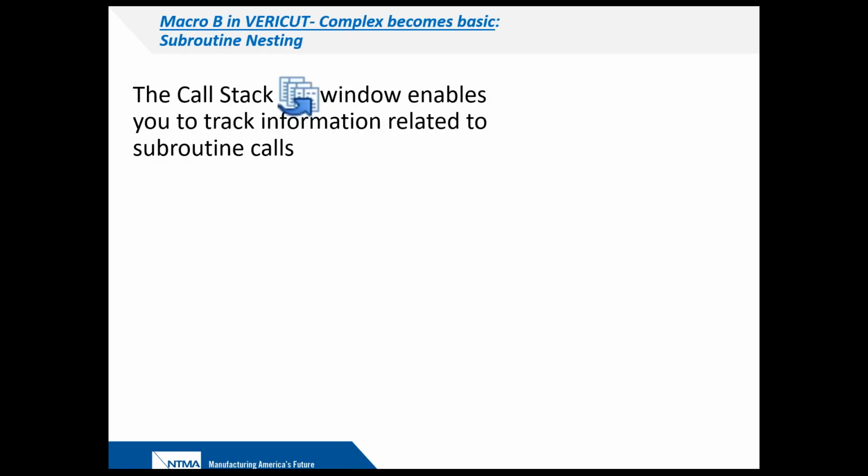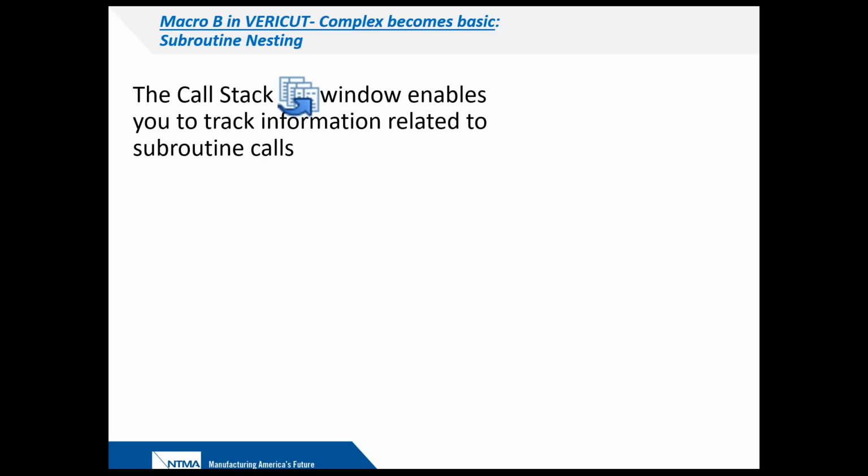All these things are inside or can be associated to MacroB programming. So how does VERICUT help us make MacroB programming simplified? How does it help us complete a MacroB program and know that it's going to run correct on the real machine? So what we're going to do is now break that down and go back through those and see how VERICUT can assist at each step.